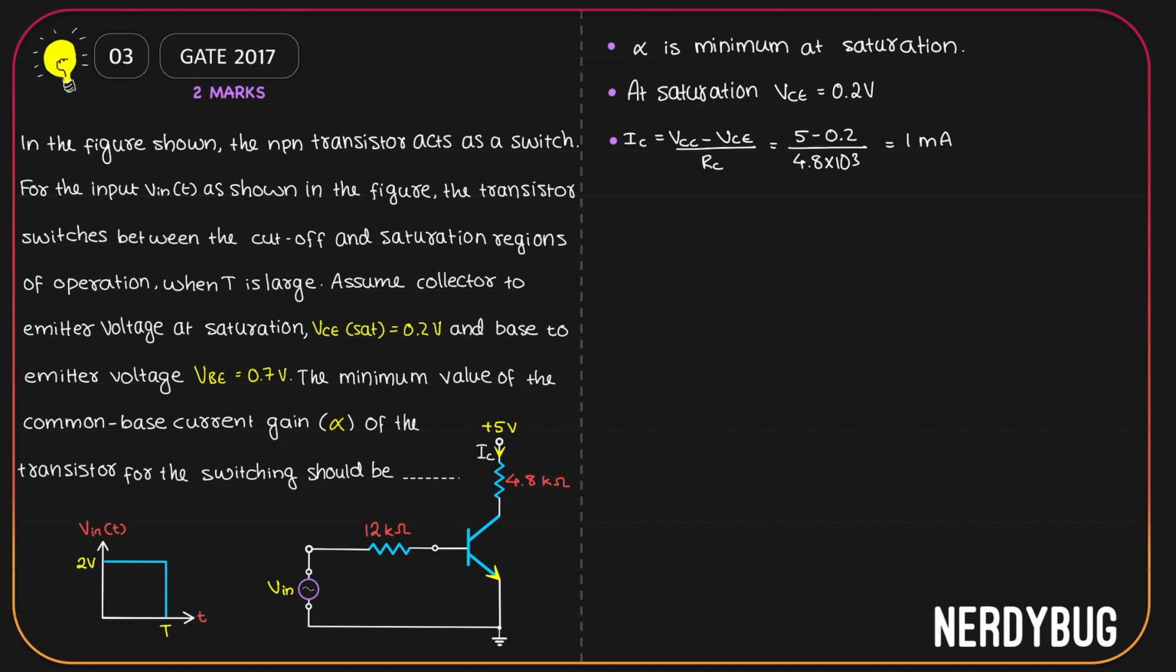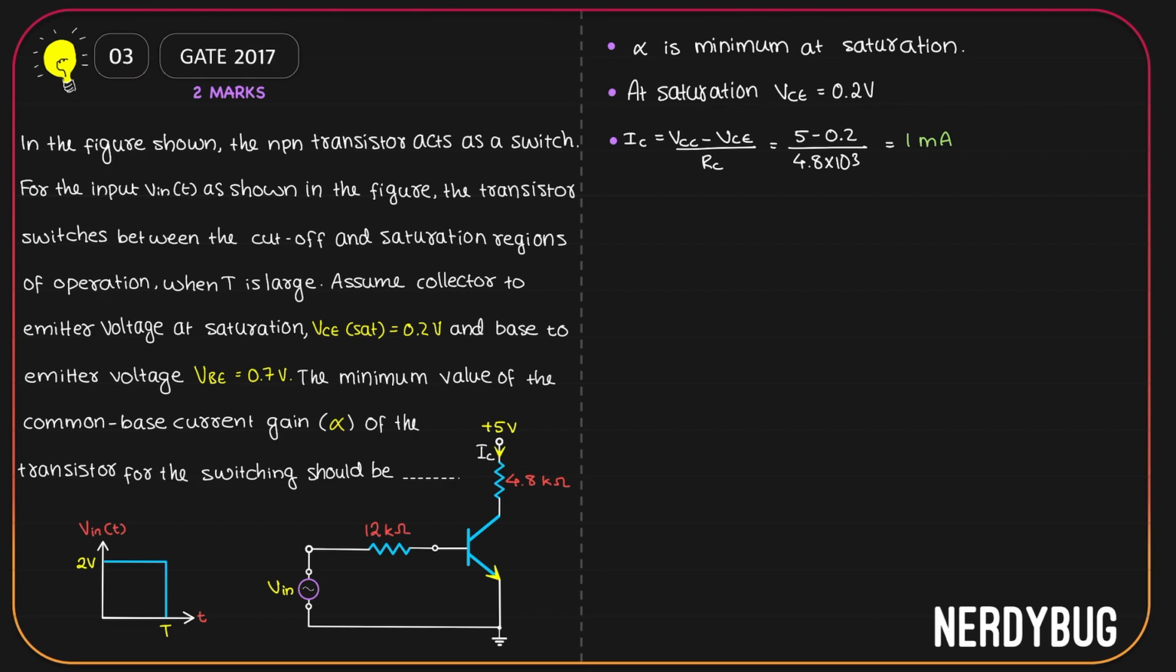And this comes out to be 1 milliampere. Again, alpha is IC divided by IE. We have IC, now we have to find out IE. IE is IC plus IB. So what we have to find out right now is the base current IB.